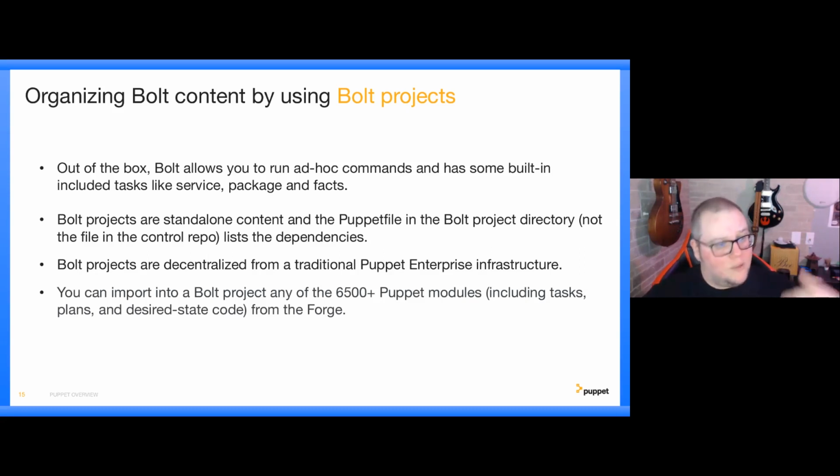So these are standalone. Again, they ship with all the dependencies involved. So this is a great way to move, say, a single project around a solution or technology that you're working with across to other teams. Now, they're decentralized from that traditional Puppet infrastructure. Whereas if I was on Puppet Enterprise, I would write code, push that code in, and then it's available to everyone. Here, you're still pushing it up to your version control system and having other people be able to download it.